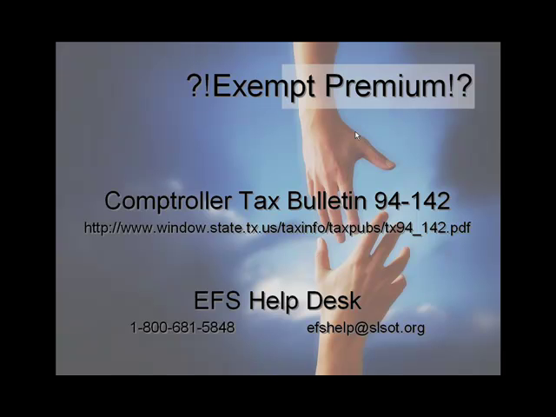The rules for exempt premium, being surplus lines, tax exemptions, and preemptions, have not changed, so I will not be discussing any exempt entries. If you have questions about exempt premium, you can read the Comptroller's Tax Bulletin 94-142, contact the EFS Help Desk, or the Comptroller's office directly.